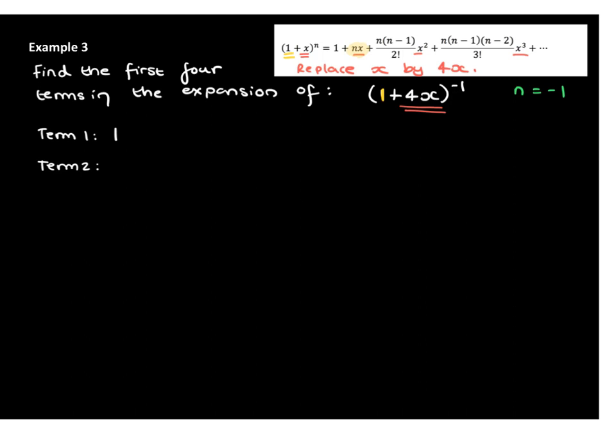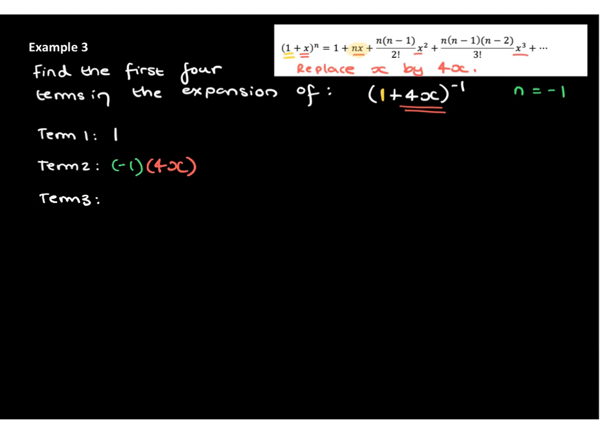So that is going to be n, which is -1, multiplied by x. But x, remember, is being replaced by 4x. So wherever there's an x, we need to replace it with 4x. What about my next term? Let's start building these up.